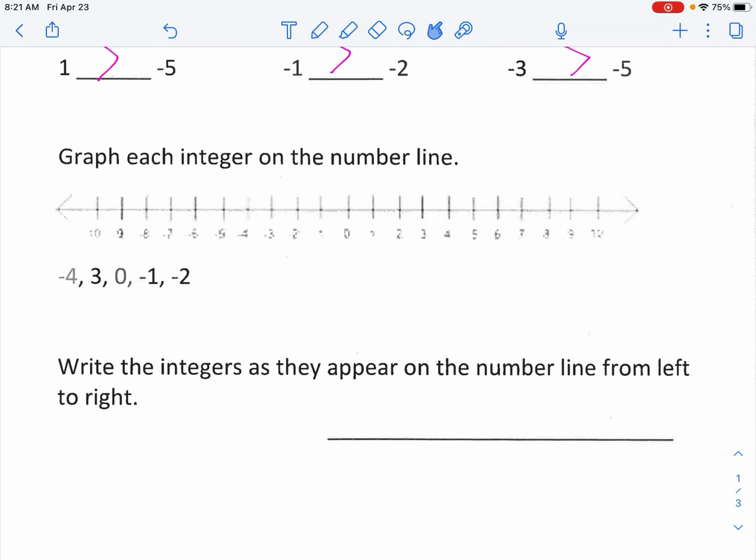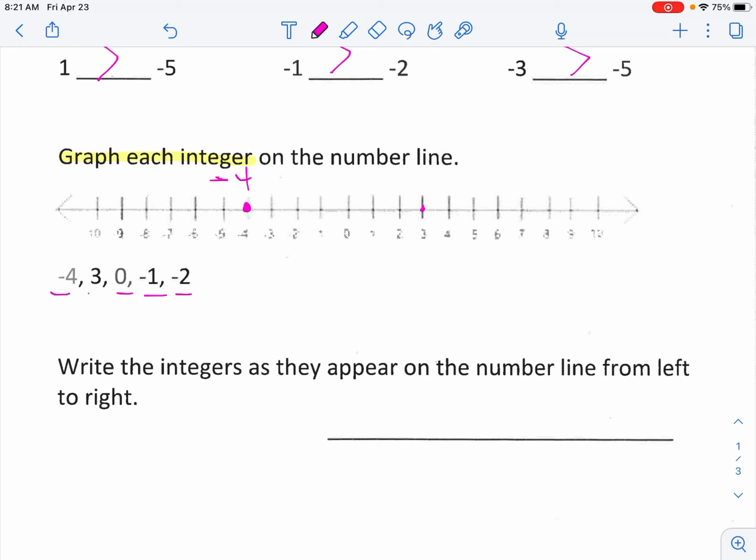Graph each integer on the number line. We're going to graph -4, 3, 0, -1, and 2. When you see the words to graph each integer, all it means is to put a dot and label that number. So here's -4. Up here, I'm going to write -4. We're supposed to graph 3.